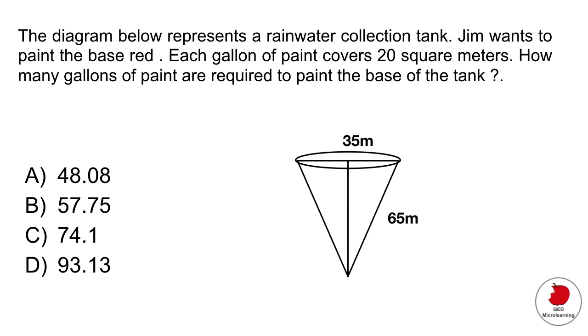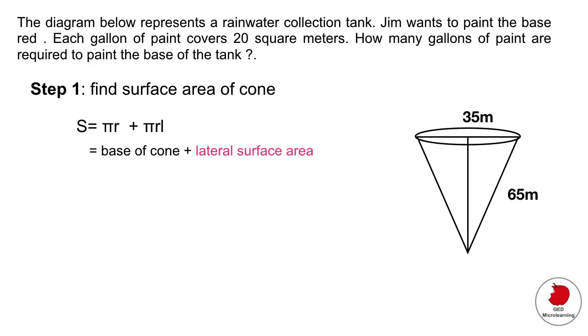Okay, so this question has multiple steps. So first of all, we have to find the formula to find the surface area of a cone. Okay, and again, here you would go to your formula sheet. So that's the formula. So it's the base of the cone plus the lateral surface area. And the question is asking us specifically that Jim wants to paint the base. Okay, so we're going to ignore that part in pink. We're only going to focus on the part in black.